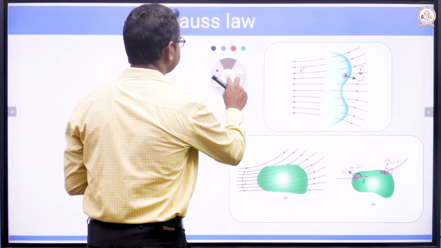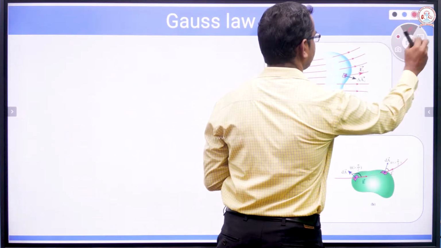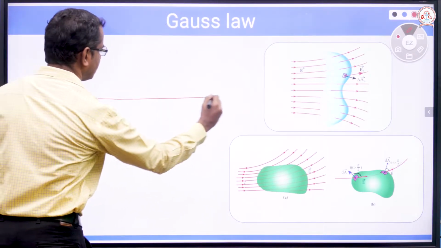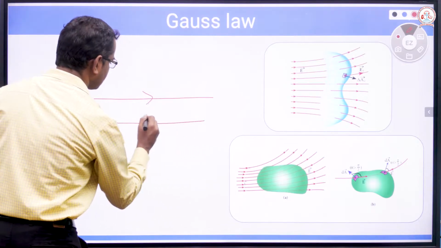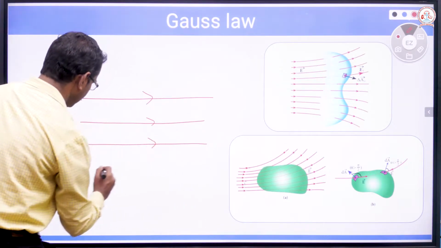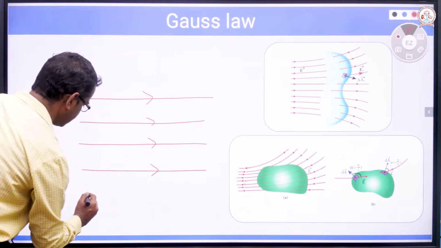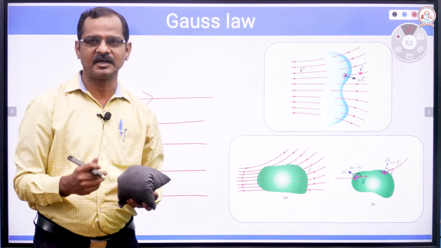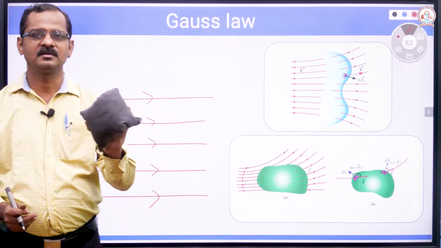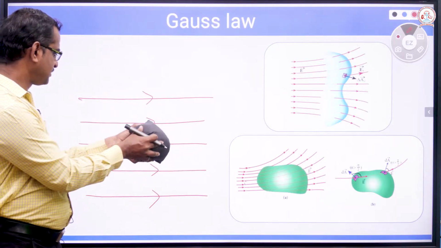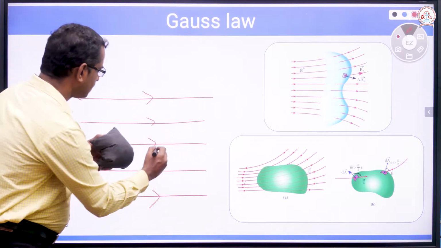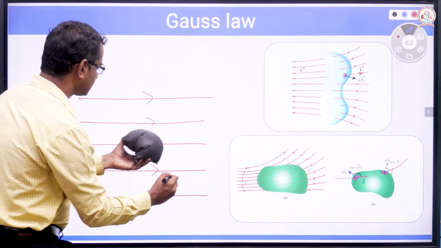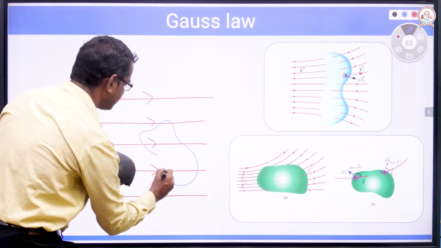Imagine a surface which is not a perfect shape is kept in electric field like this. Imagine electric field is acting here, uniform electric field, and the force lines are parallel to each other. If the force lines are parallel to each other, it indicates uniform electric field. Force lines always start at positive charge and terminate at negative charge. You just imagine this is an object kept here in electric field like this.